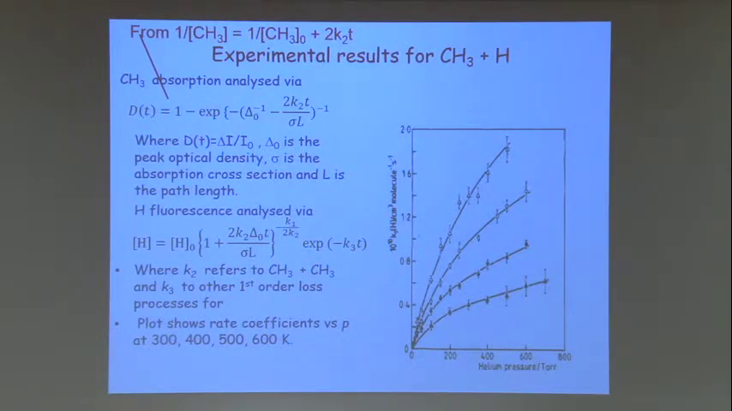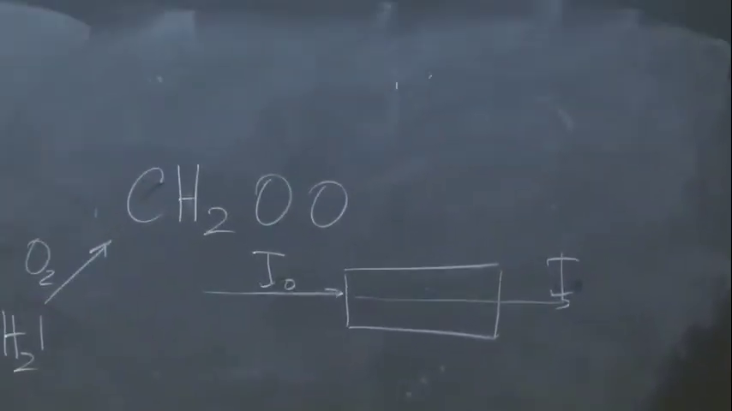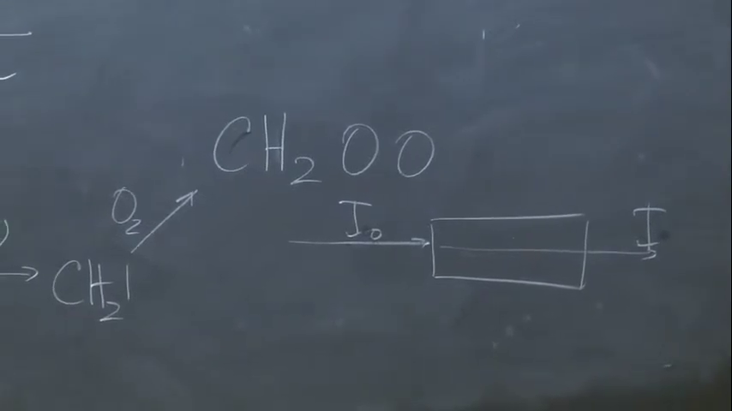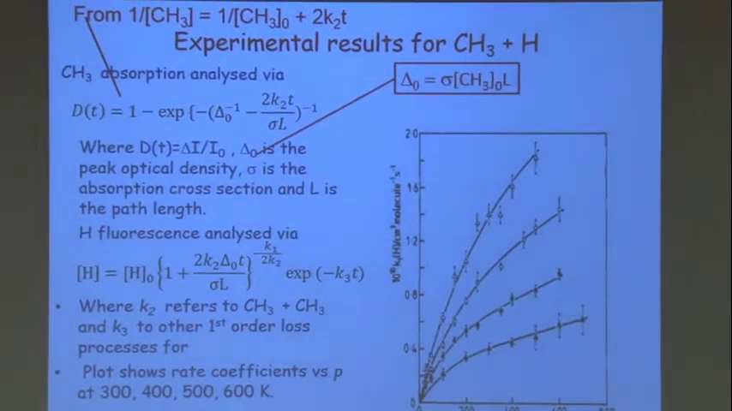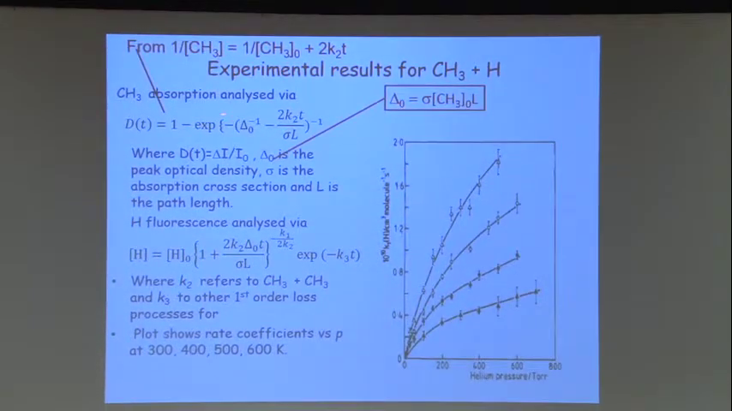And D of t, delta I is the difference, delta I is I naught minus I. So it's the amount of light that's been absorbed in the cell. And delta naught is the peak optical density. So that's the definition of delta naught. And I won't go through the derivation of this, but from here, using the definitions of D of t and delta naught, you can easily derive this expression.